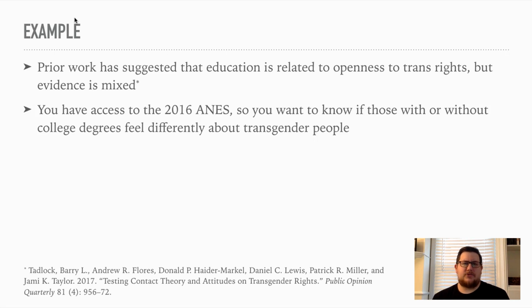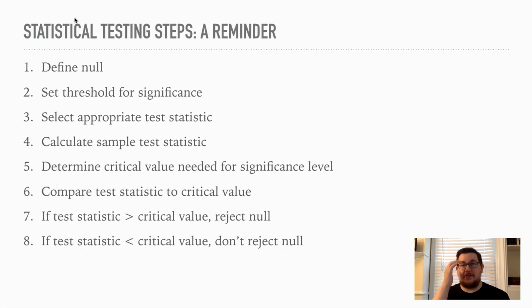You have access to the 2016 ANES, which asks a lot of feeling thermometers, including a feeling thermometer about trans rights, about transgender people, rather. And you also have data about education. So you're curious: to what extent is education related to these attitudes in the 2016 ANES, the best survey data that we have? So you go ahead and take a look. All right, so that's our running example.